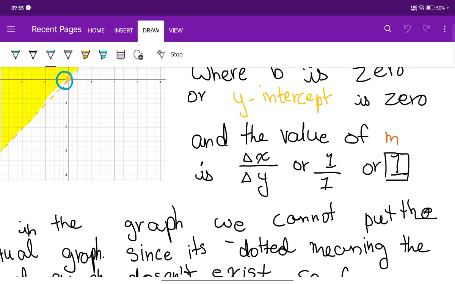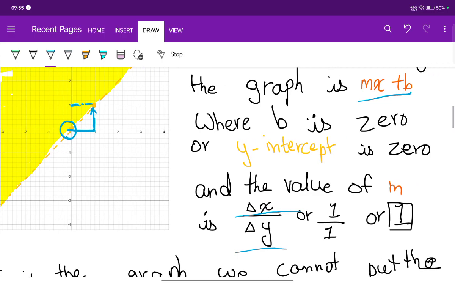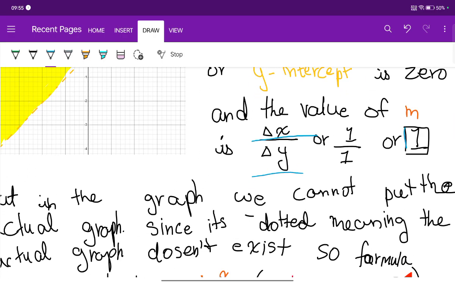So the value of m is change in y by change in x. So if we change x by 1, what is the value of y? So in here it is 1 also. So the value is 1.